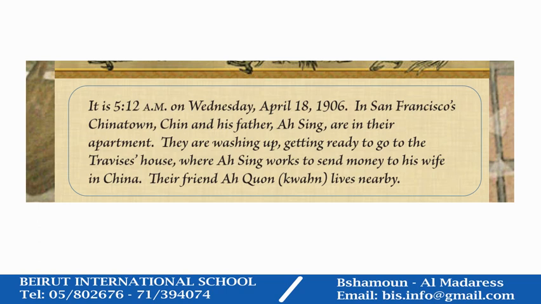In this paragraph, they introduce the characters so far and the setting. Who are the characters? Chin, the father, and Ah Kwan. Where does the story take place? It takes place in San Francisco's Chinatown. What is the time? It is 5:12 a.m. on Wednesday, April 18th, 1906. Let's continue reading to find out what happens next.